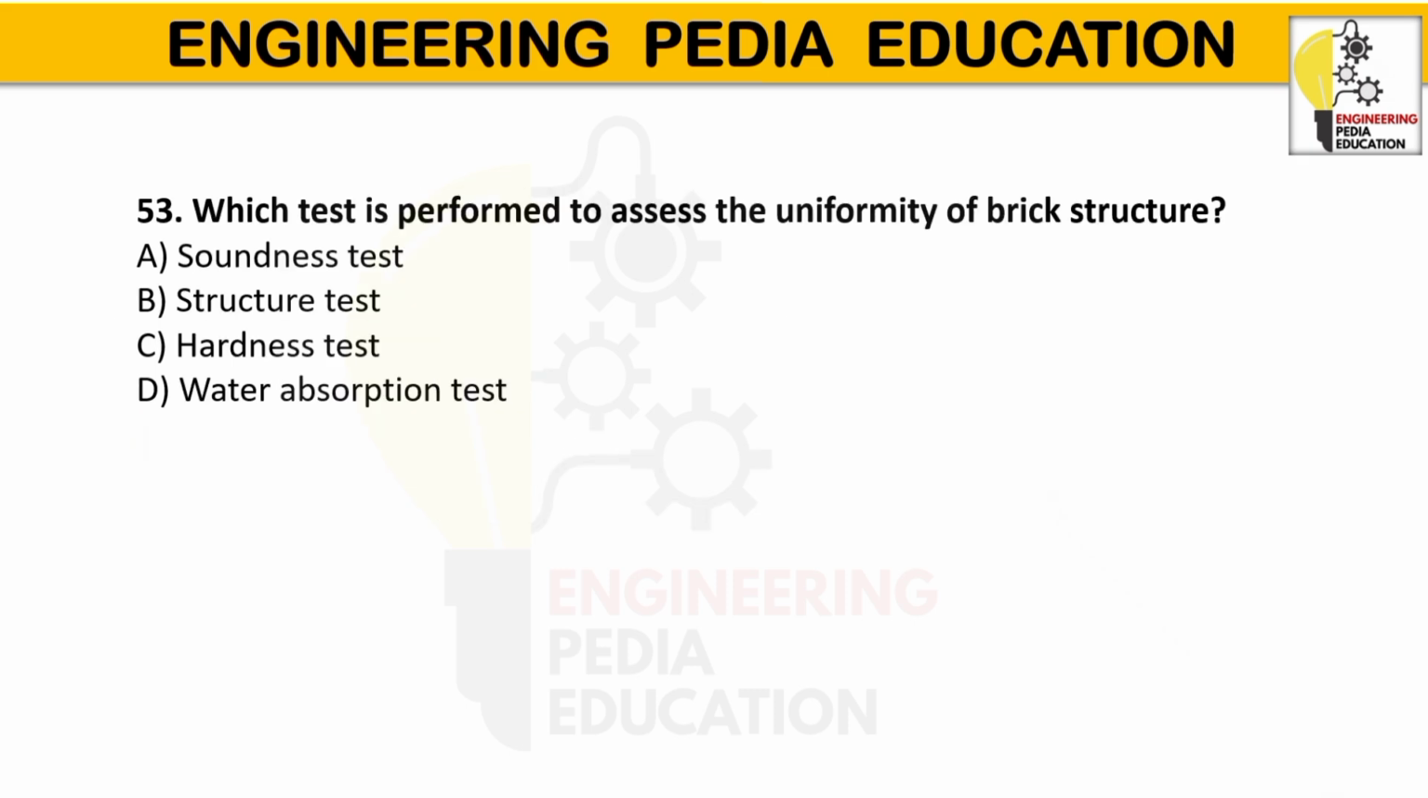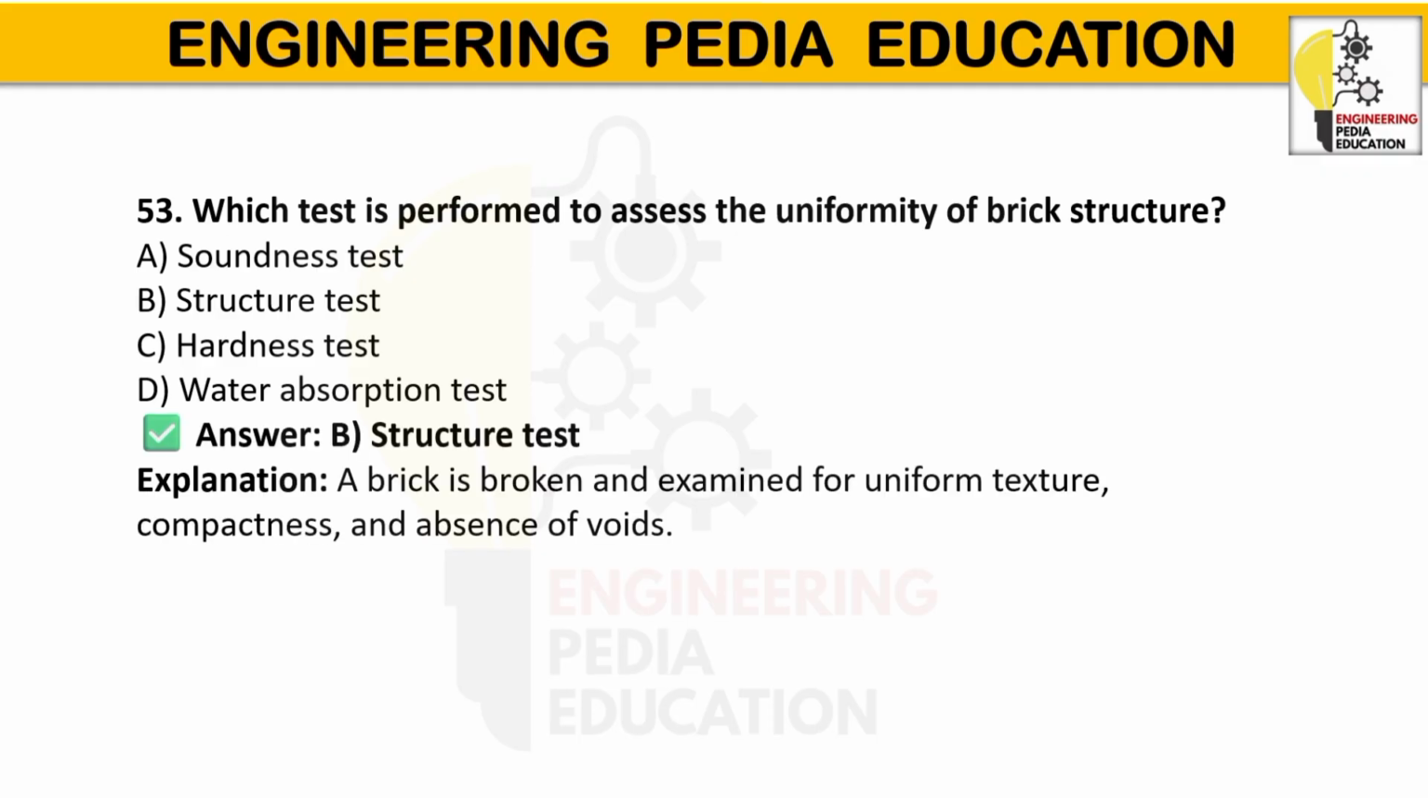Which test is performed to assess the uniformity of brick structure? Soundness, structure, hardness, water absorption. The correct answer is the structure test. A brick is broken and examined for uniform texture, compactness and absence of voids. So this structure test is called the uniformity test.